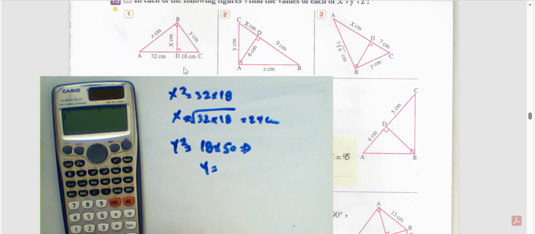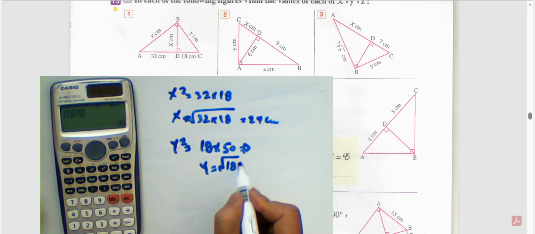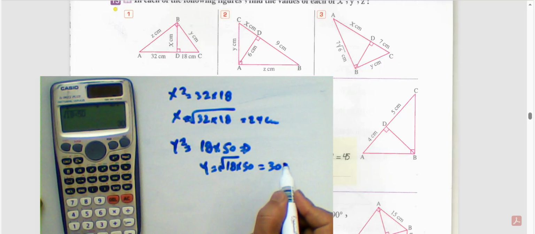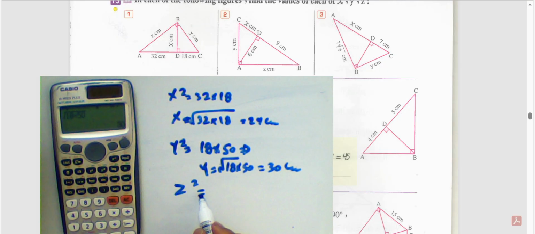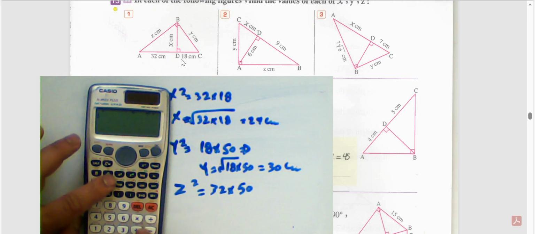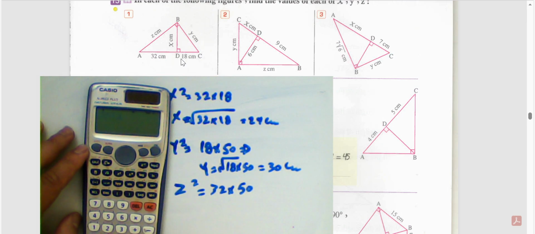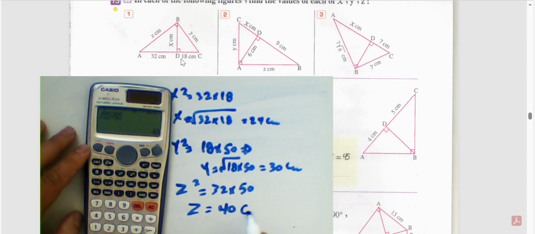We can find the square root of the two numbers here. And y here will be 30 centimeters. Square root of 18 times 50, the result will be 30 centimeters. And also z power 2 from Euclid's theorem. Z power 2 is the projection 32 multiplied by the hypotenuse, 32 plus 18 is 50. Then you can use the calculator. Square root of 32 times 50, and z will be 40 centimeters.